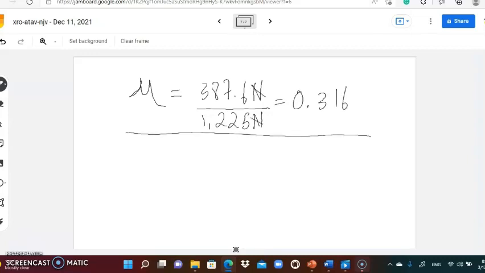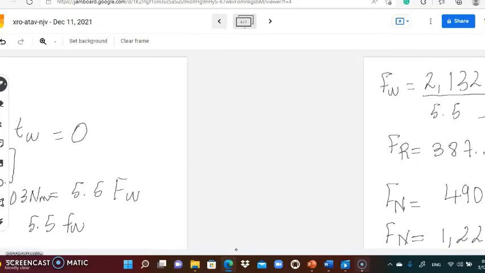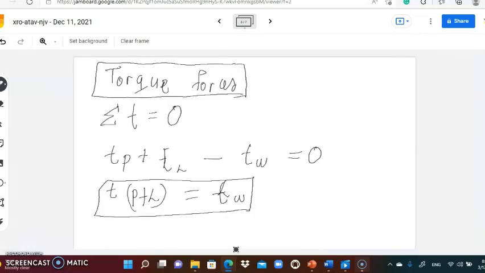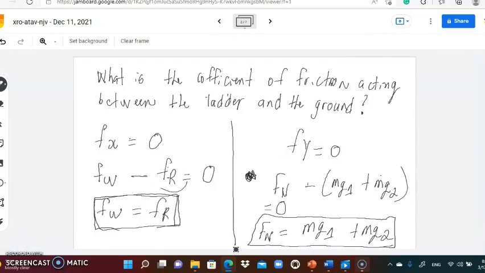Of course, newtons will cancel each other, so the coefficient of friction is going to be a dimensionless quantity. And this is how you can use torque forces to calculate the coefficient of friction acting between the ladder and the ground. Now, we're going to look at more videos where we use torque forces to calculate resultant forces.